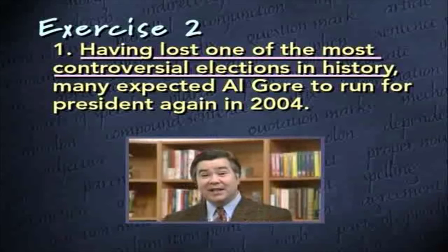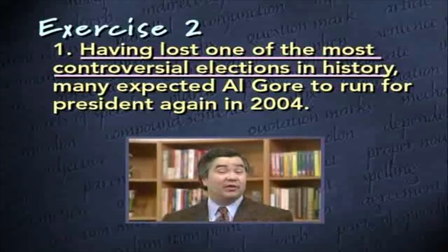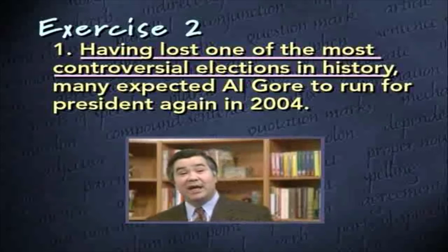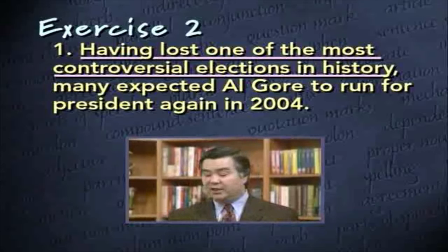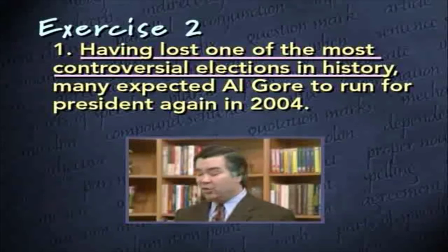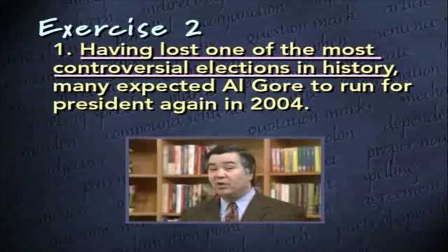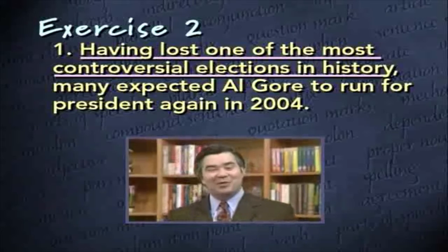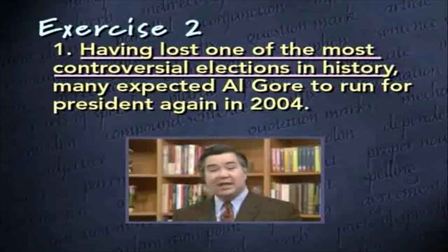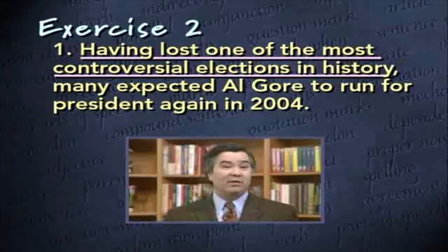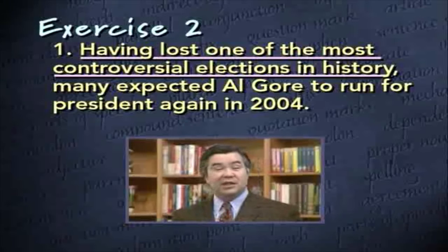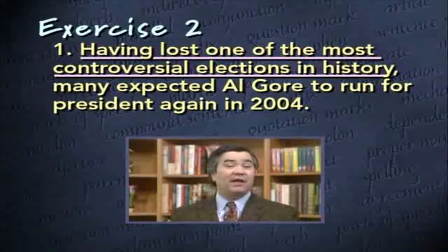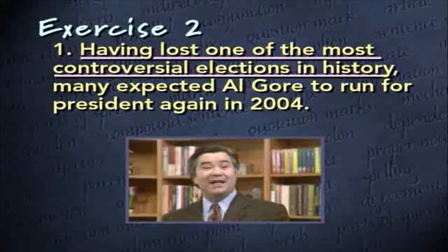Now, what comes immediately after the comma? Well, immediately after the comma we have the word many. It's a pronoun referring to many people. Now, is that correct? Having lost one of the most controversial elections in history, many expected Al Gore to run for president again in 2004. No, that's not correct, because what's right next to the modifying phrase is not the word that it is intended to modify. It is not the many people who lost one of the most controversial elections. The person who lost the controversial election was Al Gore. So for this sentence to be correct, that modifying phrase would need to be followed immediately by Al Gore, not by the pronoun many.